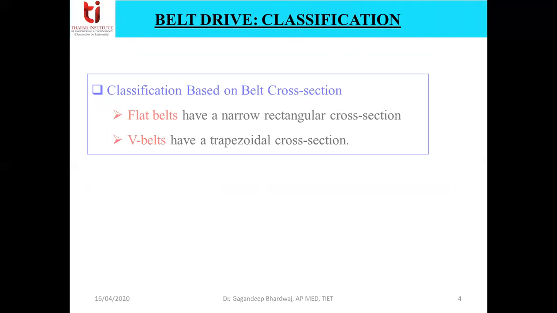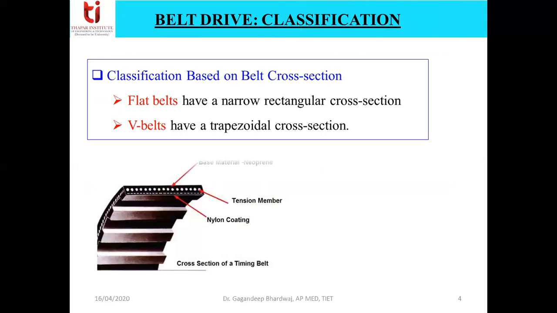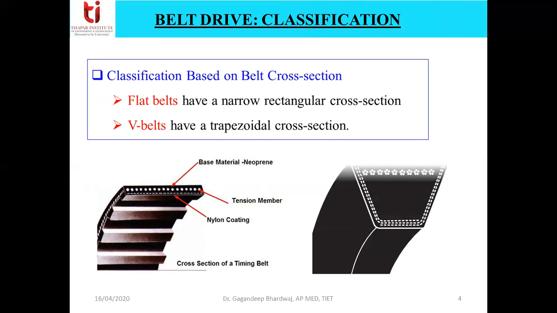Belt drives are classified into two types. First one is flat belt and another one is V belt. In case of flat belt, belts have a narrow rectangular cross section, whereas V belts, you can see, have a trapezoidal cross section.